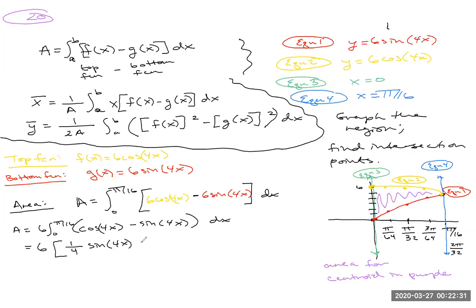So we have a subtraction here already, right? But then for the sine 4x part, you're going to get negative 1/4 cosine 4x. And that's from 0 to pi over 16.